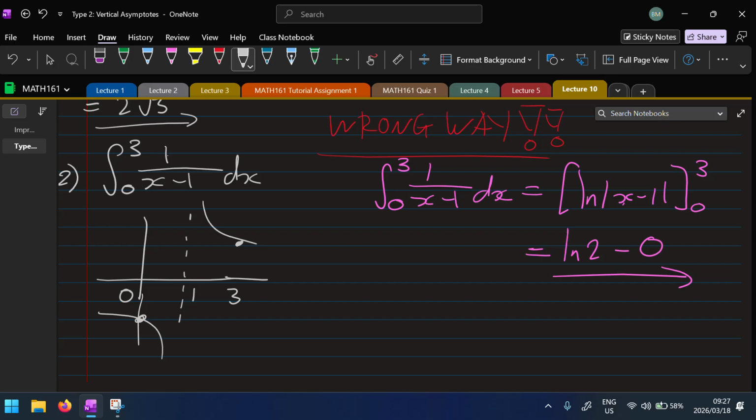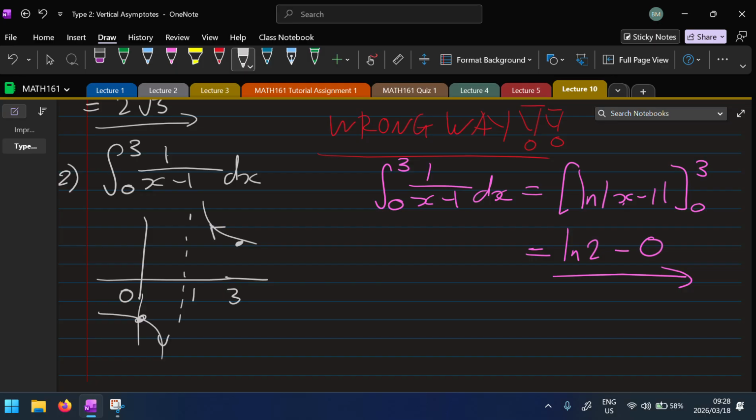So if you only look at the endpoints, you think, oh, there's no issue. At 0, it's just -1, that's fine. At 3, it's going to be a half, that's fine. But somewhere in the middle there is an asymptote. So going here, we go down, and over there we go up, and there's an asymptote line in the middle. That's going to be a very big problem.